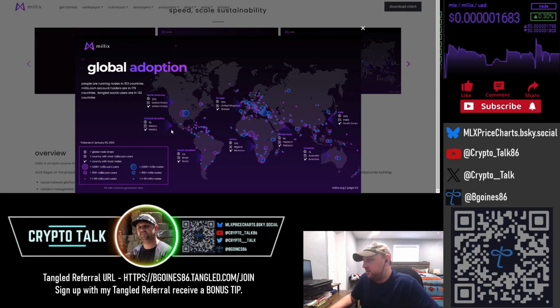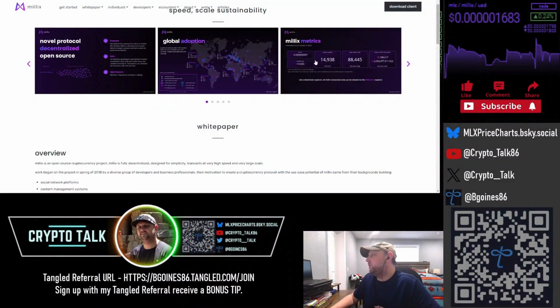So the blue circle is nodes, and the purplish circle is Millix.com users. It looks like North America, parts of Africa, and Europe are the 3 that have the most Millix nodes. As far as Millix.com users, it's kind of spread out. So anyways, I thought that was pretty cool.